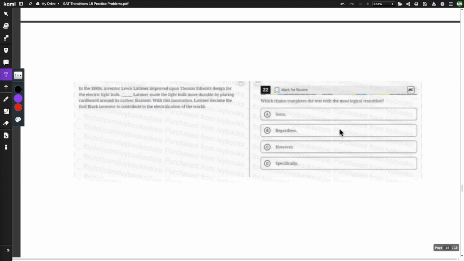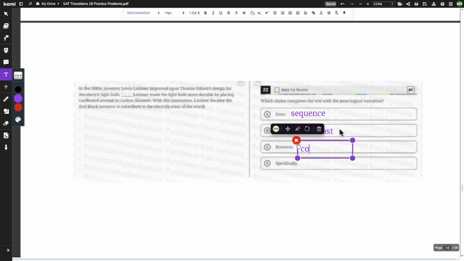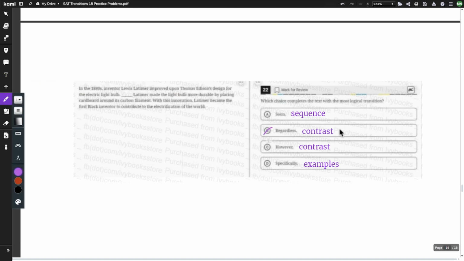Question number 14. Let's look at our answer choices and see what categories they belong to. Soon is sequence of events. Regardless is contrast. However is also contrast. And specifically is examples. Now we do have two contrast words here, and they aren't one of our special words like on the other hand or conversely, so we can go ahead and get rid of both of them.